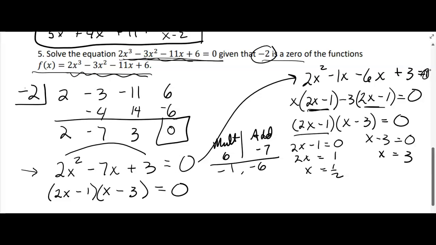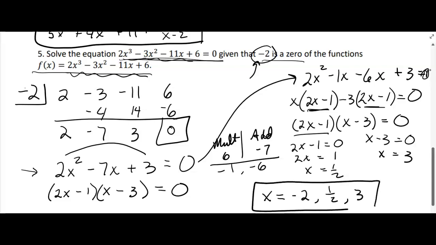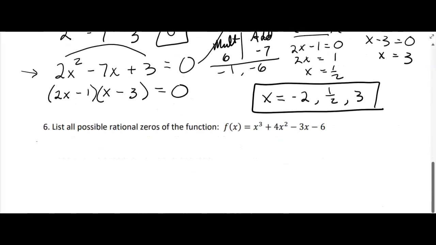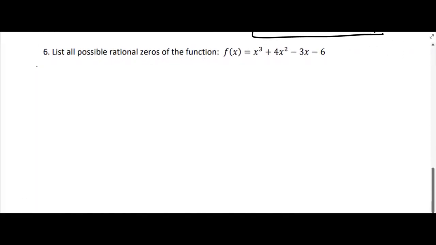Okay, now when you put the answers, it says to solve the equation. You need to put x equals, and you can just write them out, or you can do set notation. That would be fine. But don't forget to use the one that you already knew: -2, 1/2, and 3. So there are 3 answers there. You can either write it like that, or you can write it in set notation. Okay, that's kind of a long problem.